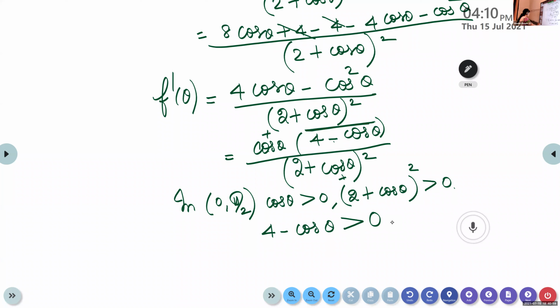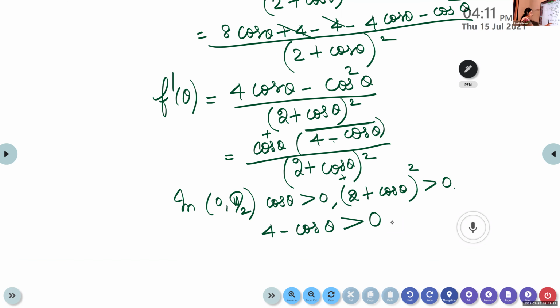Is it okay? Rijas, Srihari, is it clear? Yes, ma'am. Gayatri, how are we concluding it? How are we deciding this? Cos theta is positive in the first quadrant. 2 plus cos theta the whole square, square is there, so therefore it is positive. Therefore, the sign of f dash of theta is decided by the factor 4 minus cos theta.